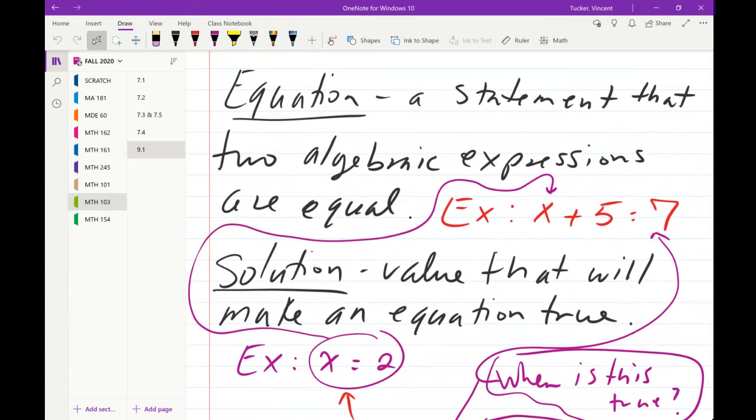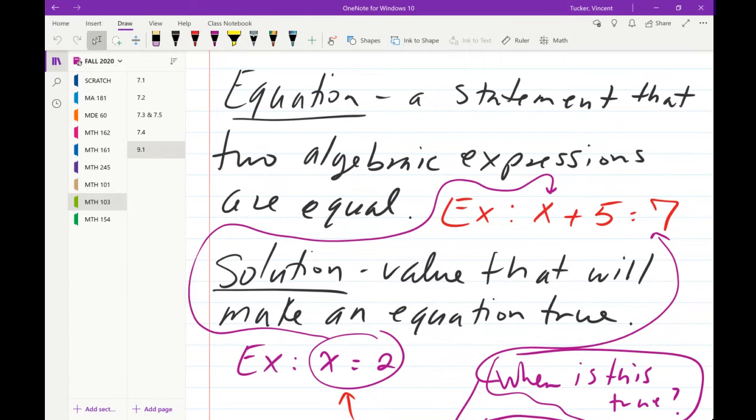All right, so an equation is a statement that two algebraic expressions are equal. An example, just a simple example of that, is x plus 5 equal to 7. And a solution for that equation, what we will be trying to solve for, is a value that will make the equation true.